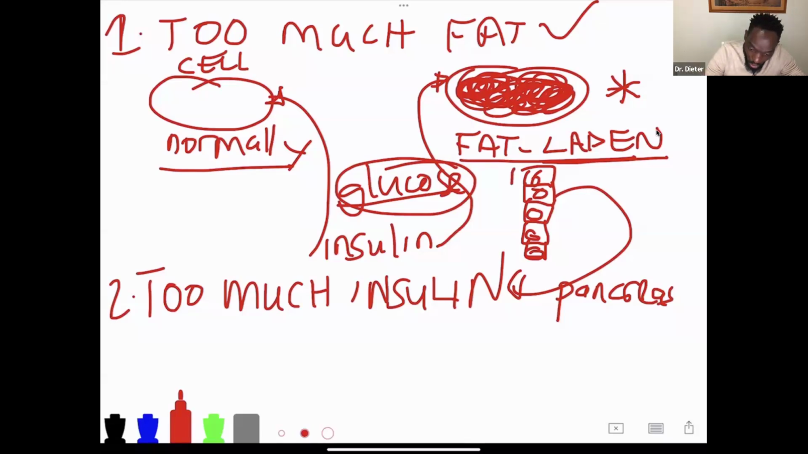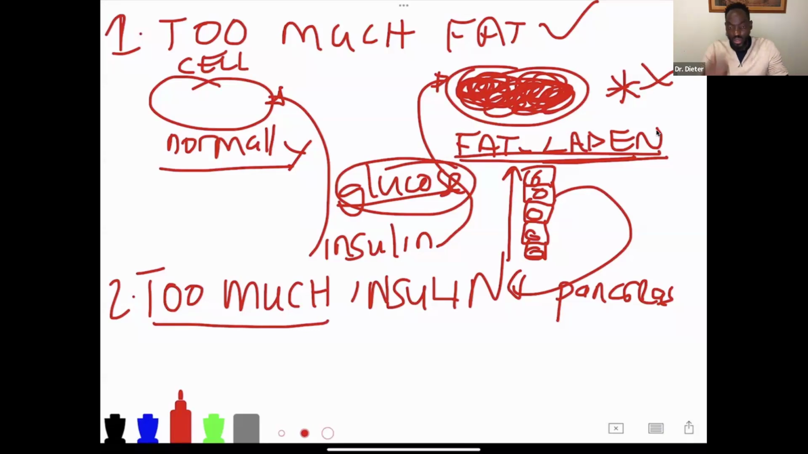So you now have a situation where this fat-laden cell is not taking up glucose. Glucose accumulates in the blood. It triggers the pancreas to produce too much insulin. Too much insulin is no bueno, okay? Too much insulin is bad for the cell.